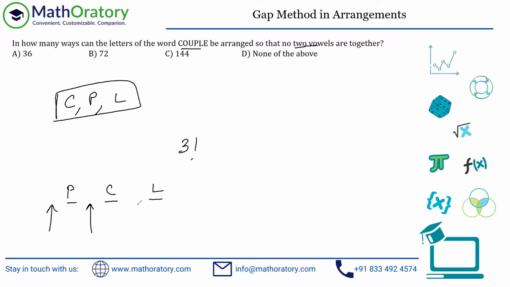What you can observe is if I place a vowel in any of these spots, and only one vowel in any of these spots, then the vowels will never come together, right?